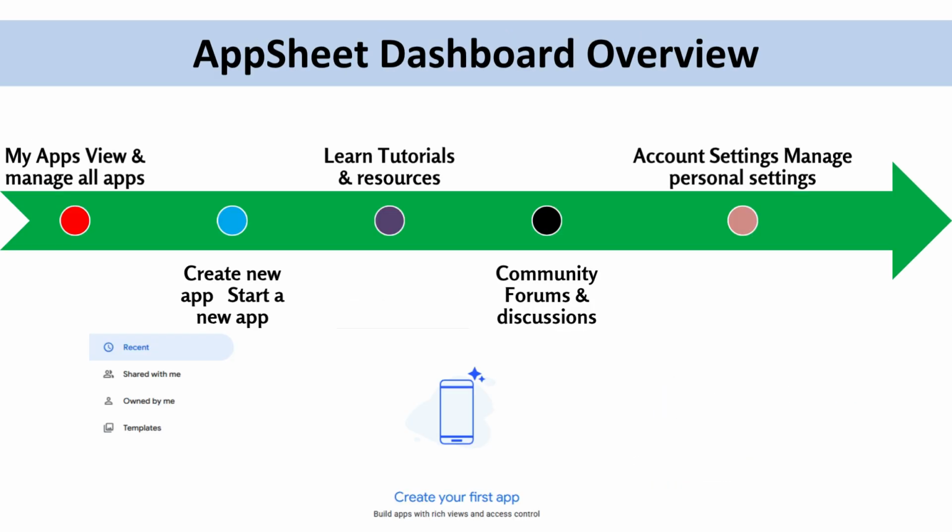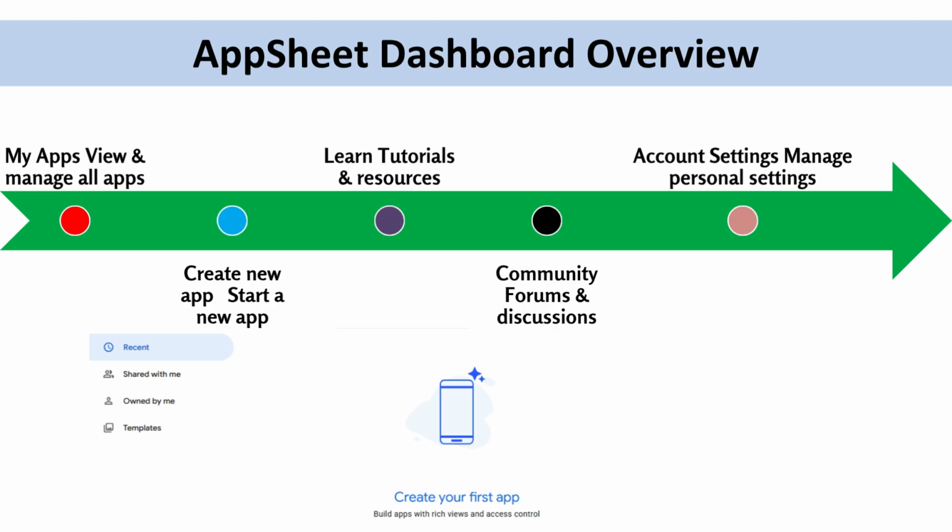AppSheet Dashboard Overview. Let's now explore the layout of the AppSheet dashboard in more detail. On the left-hand navigation bar, you have shortcuts to My Apps, Teams, Sample Apps, Documentation and Learning Materials. In the main panel, you'll see cards representing each app. These cards show the app name, status, deployed/prototype, and whether it has any issues.